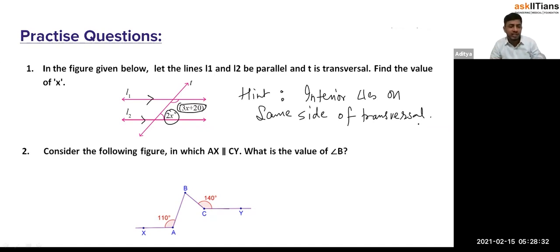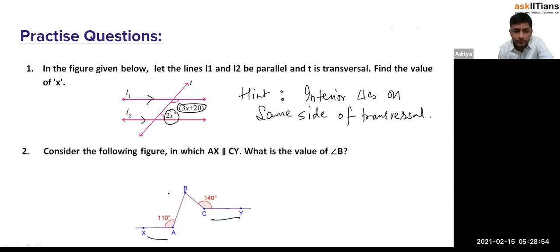Okay. Second question we have. Consider the following figure in which AX and CY are parallel to each other. What is the value of angle B? Correct. So this is a little bit of a good question, so I will tell you how to do it. What we have to do is, first we need to do a construction. What will that construction be?